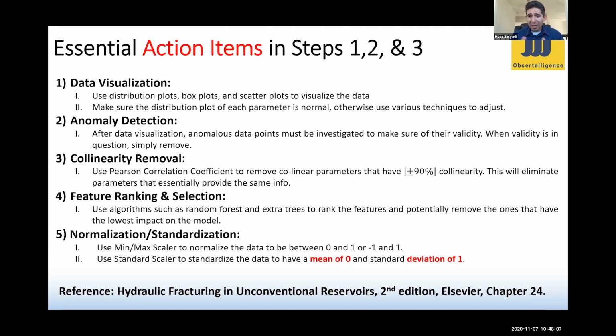Now you might tell me, Haas, I don't know which features are important, which features are not. Not a problem. Include every single feature that you can imagine that you think have a possibility, that you think have a potential. Include them all. And then feature rank. And then select the features that are important.